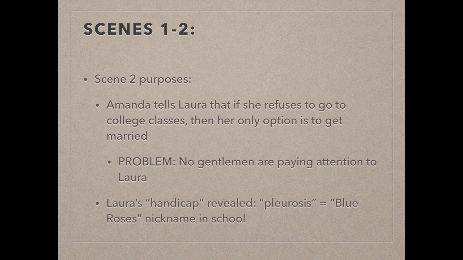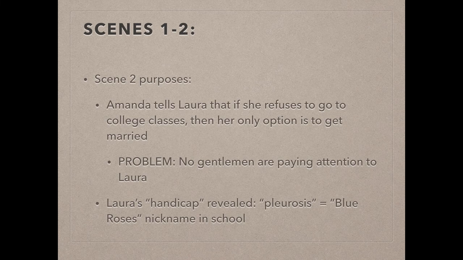Notice the problem in all of this. No men, it seems like forever, have been paying attention to Laura as potential dating material. And so another reason, she's not going to the classes to learn how to get a job. She's going to the classes to find a husband. At least that's what Amanda thinks should actually happen. Whether she gets any skills or not doesn't really matter at this point. She's hoping that she can find a husband.